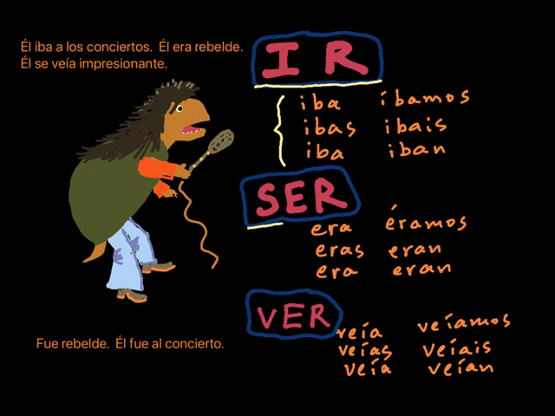Next one is ser, to be. Era, eras, era, éramos, don't forget the accent mark, erais, eran. So also the irregular verb conjugation. And it is I used to be, you used to be, he, she, you, sir, you, madam used to be, we used to be, you plural used to be, or they used to be.